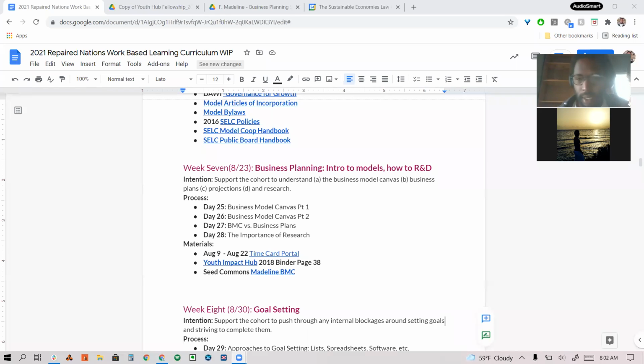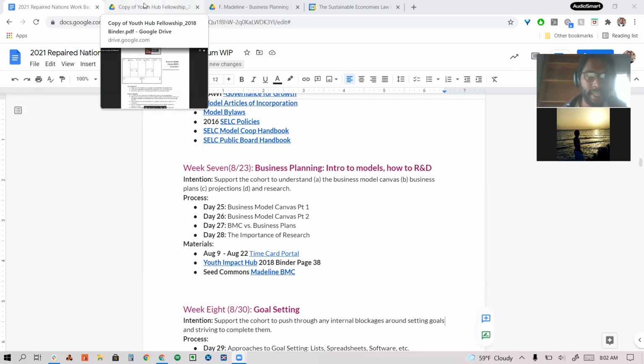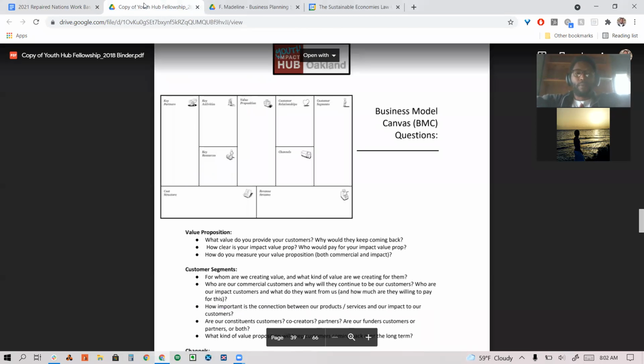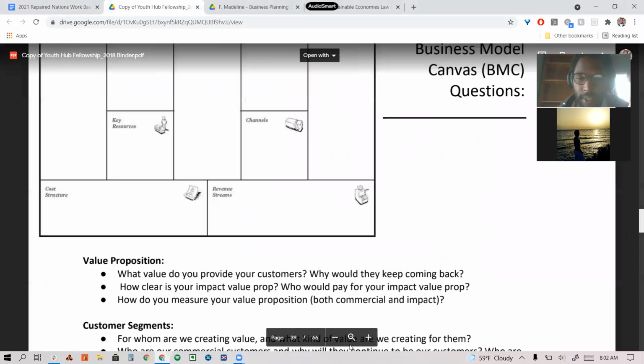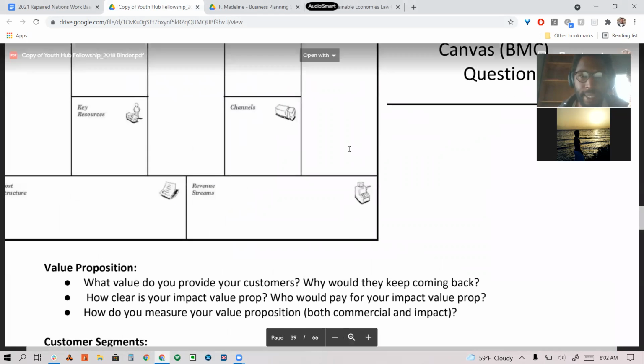Okay, so the intention for this week supports you all understanding the business model canvas, business plans, and then starting to understand how projections and research work. I'm going to be pulling up the Youth Hub Fellowship binder to intro the business model canvas and tell you all what each section means.